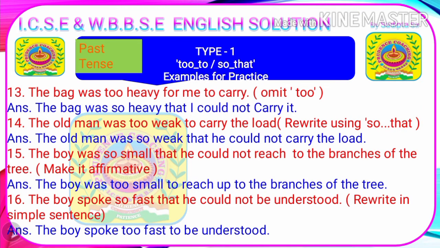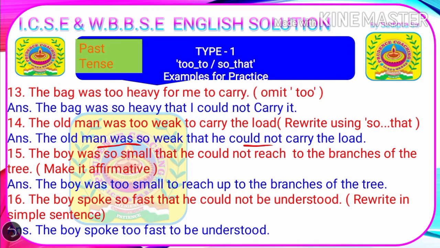Number 14. The old man was too weak to carry the load. Rewrite using so that. The old man was so weak that he could not carry the load. So you can see for was we will have to use could not. Next there is number 15. The boy was so small that he could not reach to the branches of the tree.